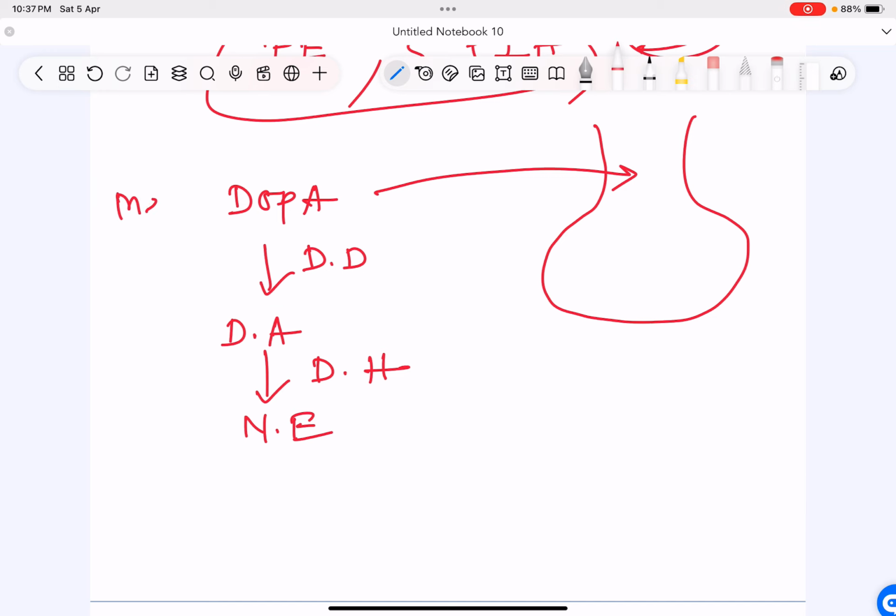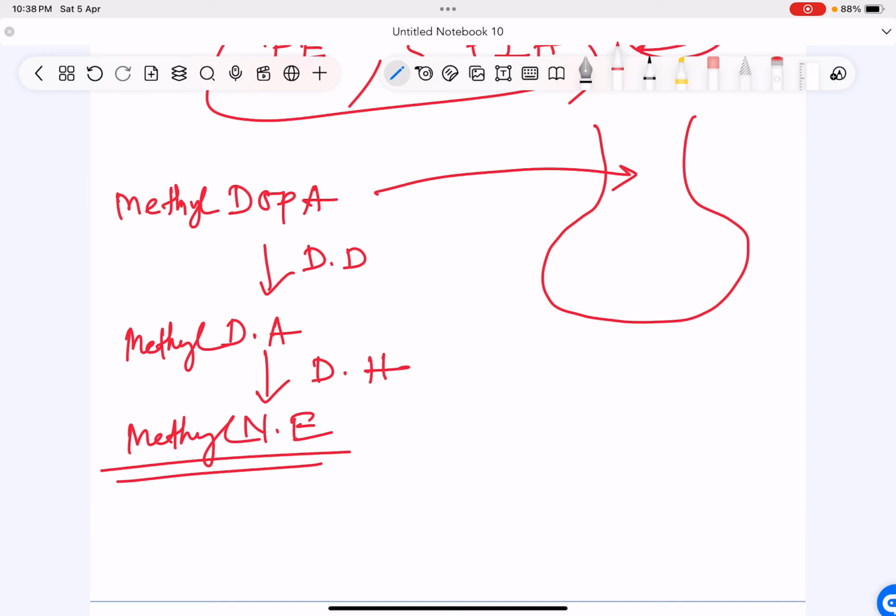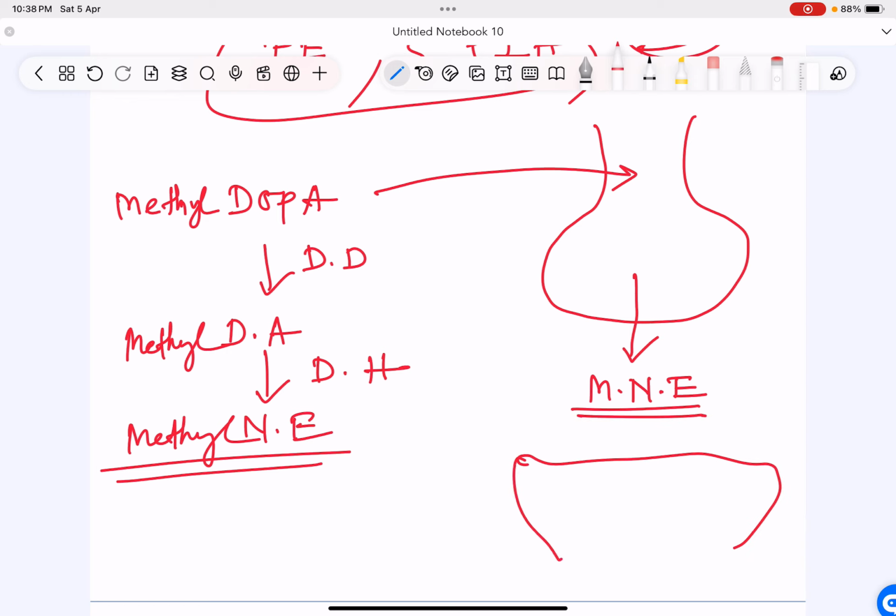The same thing happens with methyl dopa, because it is methyl dopa, it will become methyl dopamine and then it will become methyl norepinephrine. When this methyl norepinephrine is released, I'll write in short, methyl norepinephrine, when this is released, this doesn't bind to the alpha 1 receptors in the postsynaptic membrane, rather it goes and binds to the alpha 2 receptors, which are inhibitory kind of receptors. So they inhibit the release of norepinephrine, and that is how it works.